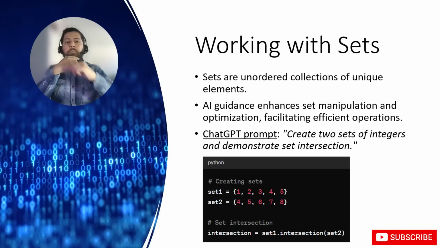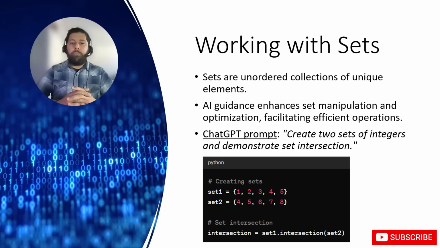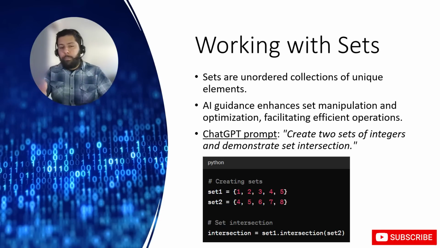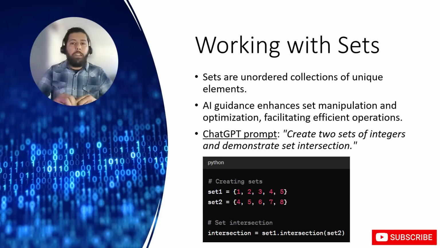Then we have sets. So sets are kind of the opposite here. They're unordered collections of unique elements. And they have some similarities with dictionaries, but when you talk about a set, you have different sets, right? So you can have set 1, set 2, set 10, as many sets as you want. And you can call a specific set within another one, or you can intersect them. So there's a lot of fancy things you can do with sets. But AI guidance enhances set manipulation, optimization, and also builds on efficiency.